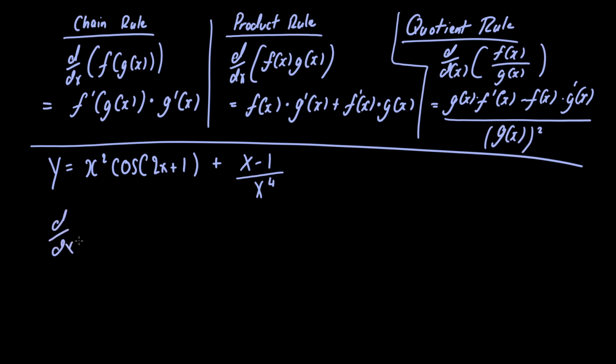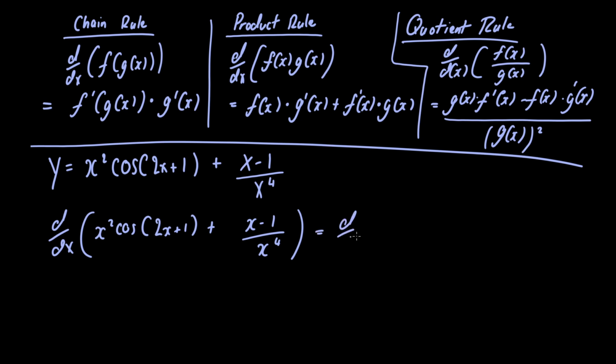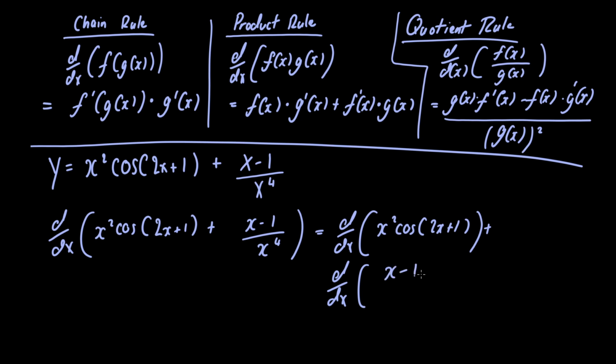We're going to have the derivative with respect to x of x squared multiplied by cosine of 2x plus 1, plus x minus 1 over x to the fourth power. Now we can apply the sum rule for derivatives, so we can rewrite this as the derivative with respect to x of x squared times cosine of 2x plus 1, plus, I'll just write it down here for space, the derivative with respect to x of x minus 1 over x to the fourth power.